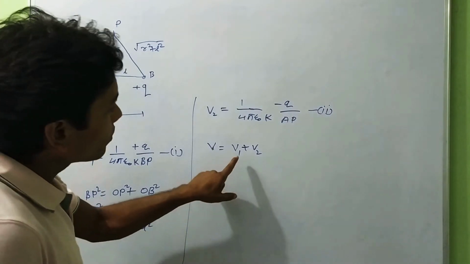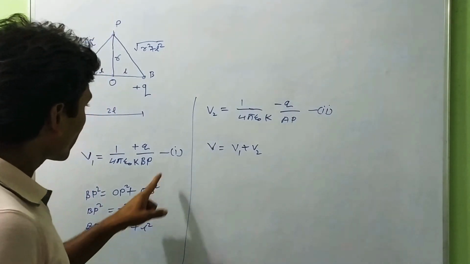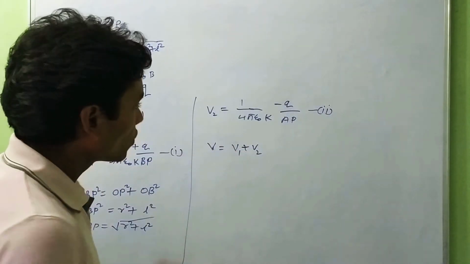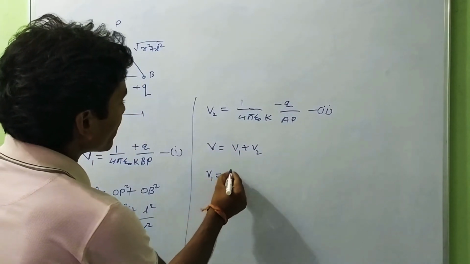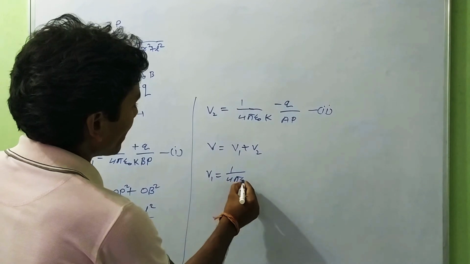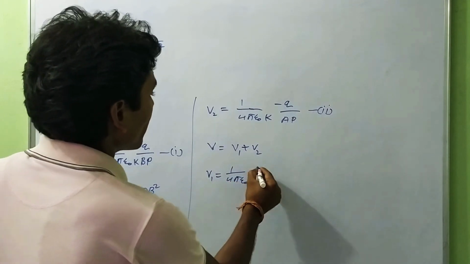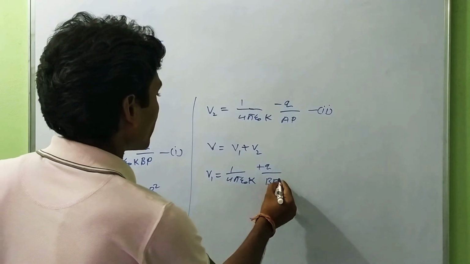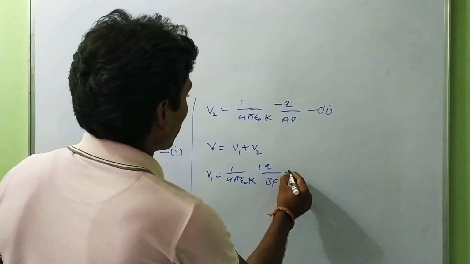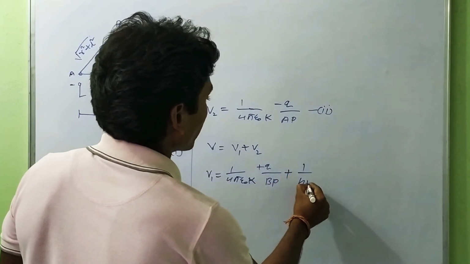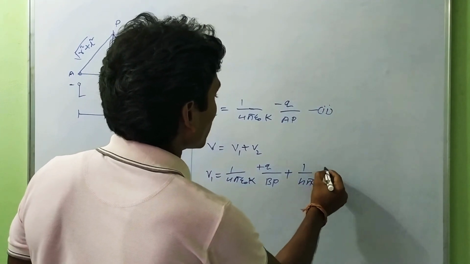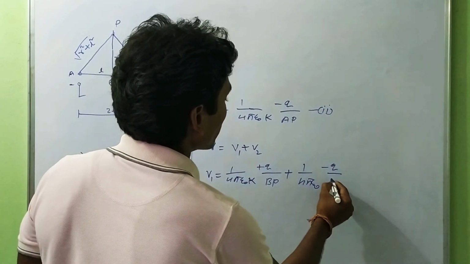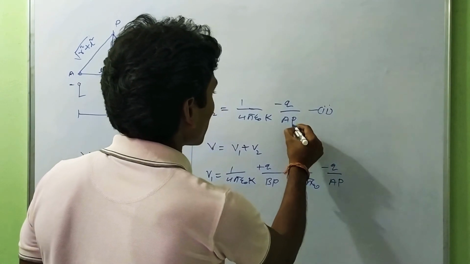On putting the value of V1 and V2 from equation 1 and 2, V equals 1 upon 4 pi epsilon naught K times plus Q upon BP, and plus 1 upon 4 pi epsilon naught K times minus Q upon AP.